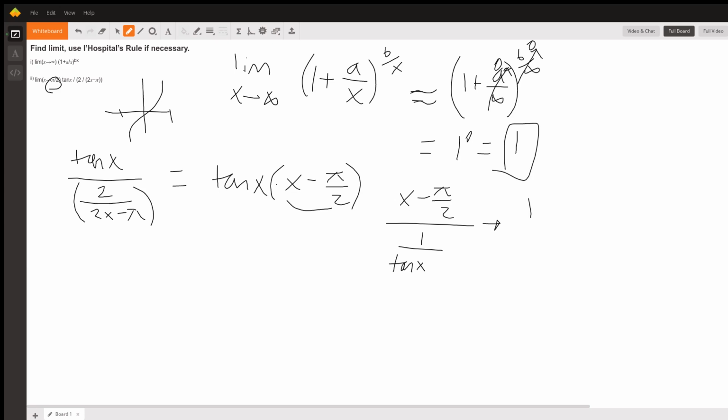And that 1 over tangent of x, if you do the derivative, so it's cosine over sine, you can do the quotient rule. It should simplify down to negative cosecant squared x. So negative cosecant squared of pi over 2, just plug it in, and that should give you minus 1. So 1 over minus 1 equals minus 1. So that should be your answer for number 2.